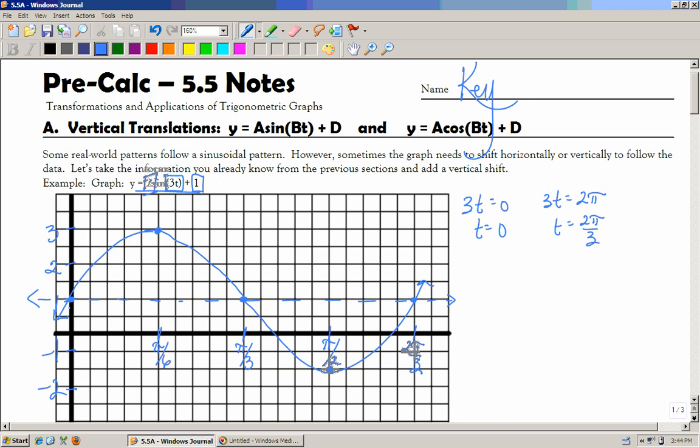That's going to allow us to shift it up or down by a vertical translation, in addition to the things you already learned about A and B.